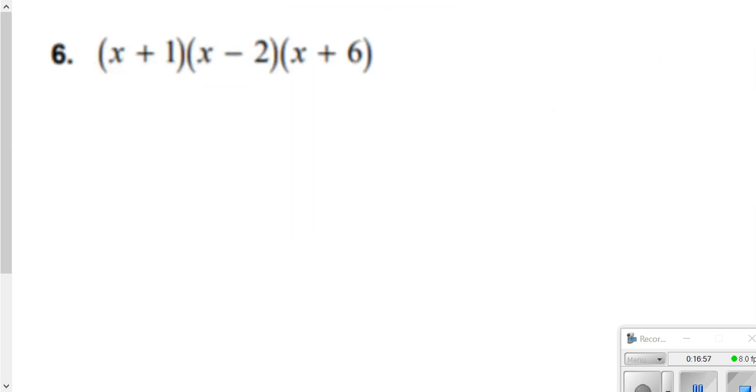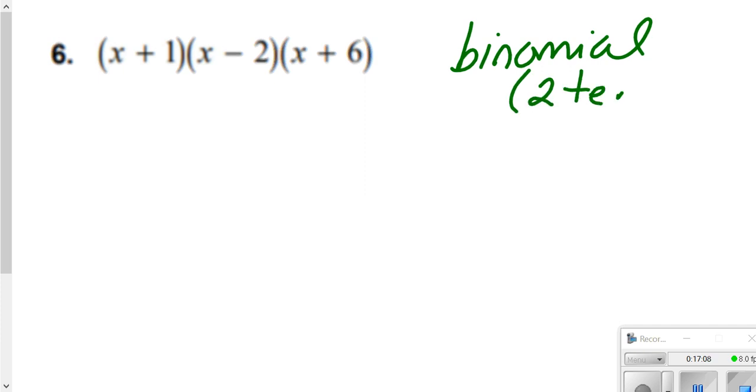In question 6, we have 3 binomials. So notice I said the word binomial. That's when you have 2 terms. So I have 2 terms here, then I have 2 terms here, and then I have 2 terms here. So I have 3 binomials to multiply together. When I have 3 things, like just think about regular math, 2 times 3 times 7, I don't take 2 times 3 and 2 times 7. That's not how that goes.